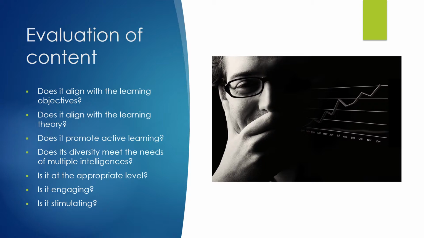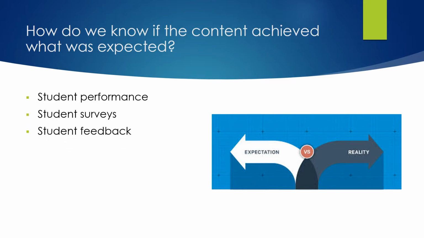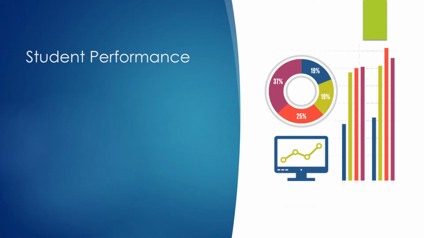So how do we know if the content met the expectations set forth in the design? The question bears repeating. How do we know if the content that was so carefully designed achieved what was expected? Let's break this discussion into 4 distinct areas: student performance, student surveys, student feedback, and analytics. We'll discuss each of them separately.